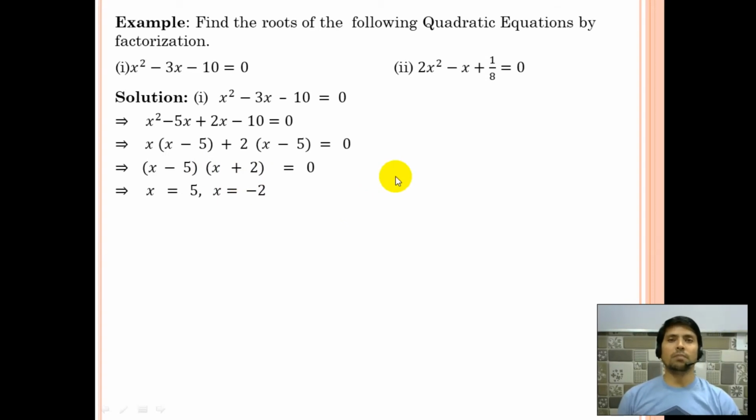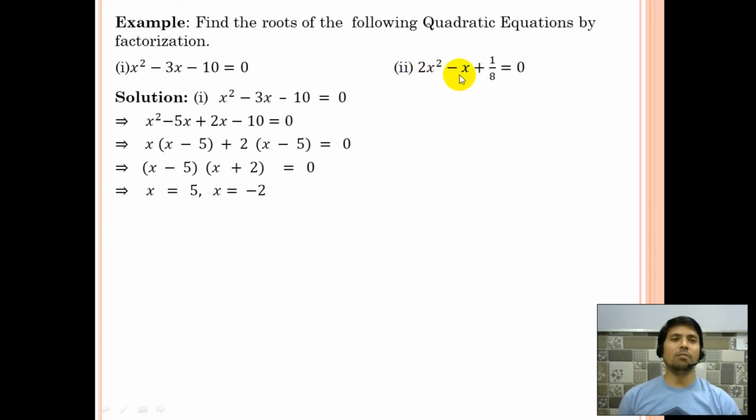So this is a very simple method which we have read in class 8, 9 as well. We are using the same middle term splitting method to find the roots of this quadratic equation. Now we have the second part: 2x square minus x plus 1 by 8 equals 0. Here we see this is 1 by 8. Now how can we simplify it? First we simplify it a bit.